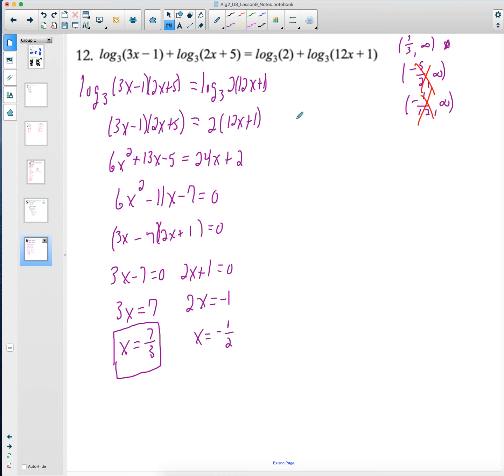Now, once again, if I go back, we have to go 1/3 to infinity, which means that 7/3 is the solution that works. The negative 1/2 here does not. We throw it out. And that, my friends, wraps up our unit on exponentials and logarithms.